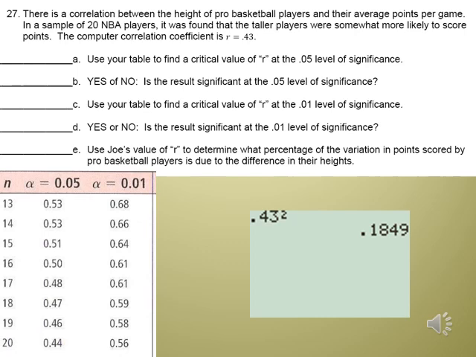And on part E, it says what percentage of the variation in how many points pro basketball players score is due to the difference in height. Well, what they're asking you about is that coefficient of variation, and that's why I took 0.43 squared, and it ends up being about 18.5%, 0.1849. So there's a lot more of the variation in points that's due to other things besides height, things like, well, people's skill, for example, as opposed to just how tall they are.